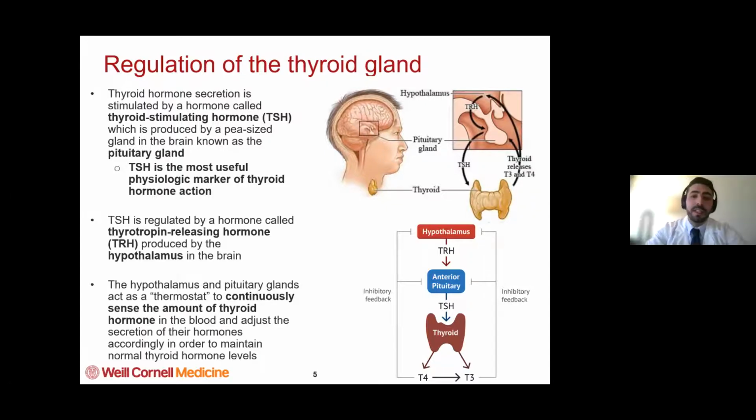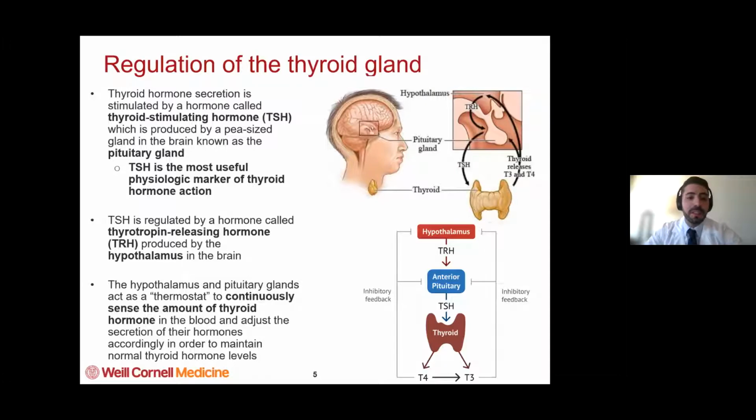Above TSH in the regulatory pathway, as you see in the diagram, is a hormone called TRH, or thyrotropin releasing hormone. This is produced by the hypothalamus in the brain and is secreted and stimulates the pituitary to produce TSH. Not as important clinically, but it is important in understanding the regulatory pathway. And the reason TRH and TSH are important is that they act as a, quote unquote, thermostat.